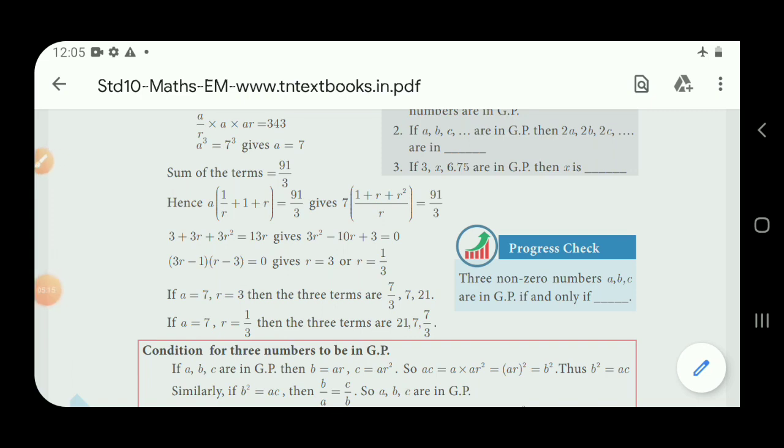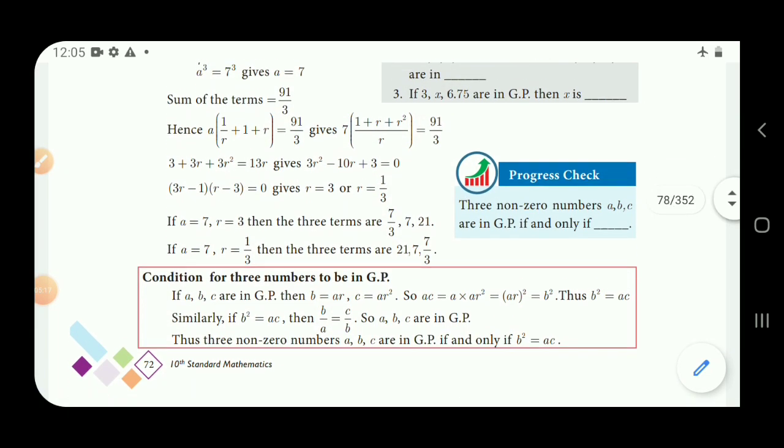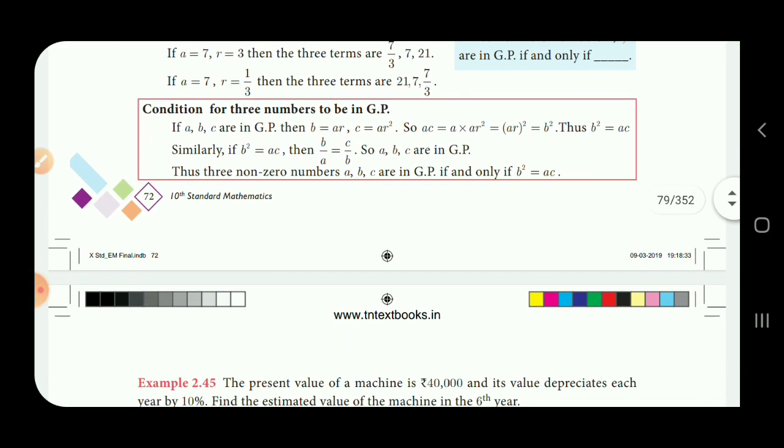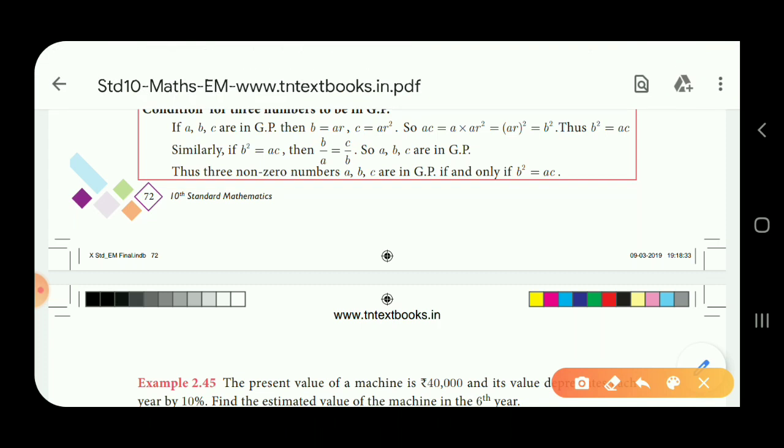Next, you can see the condition for three numbers to be in GP. If A, B, C are in GP, then B = AR and C = AR². So AC = A into AR², which is (AR) whole squared, but AR is already B, so B² = AC. So B² = AC.